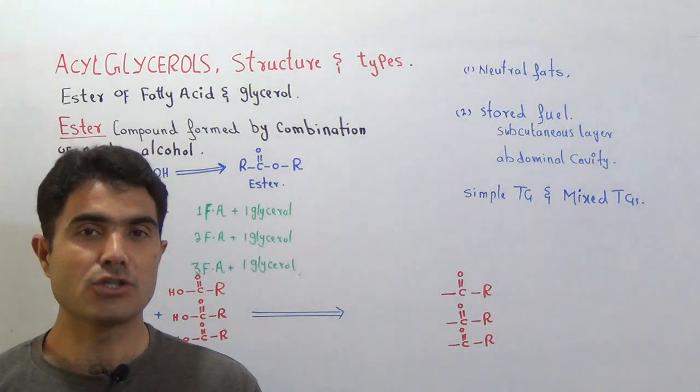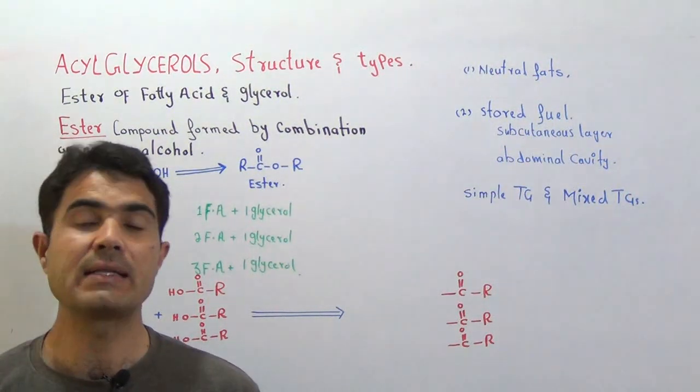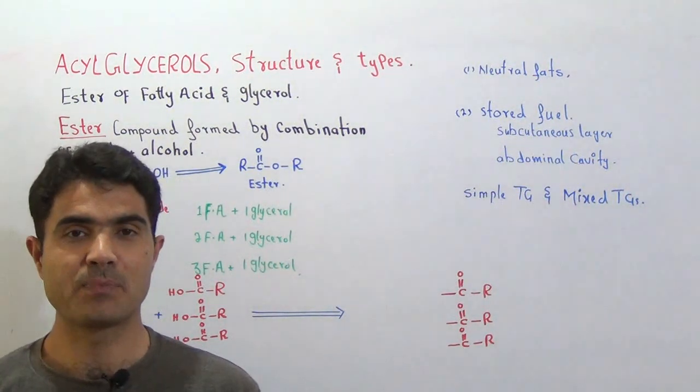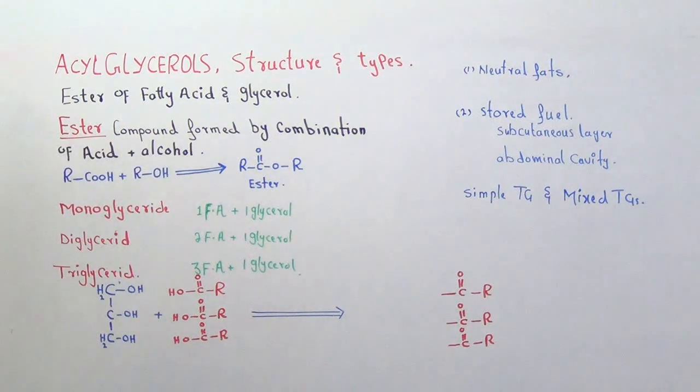Today's topic is from biochemistry: triglycerides, or triacylglycerol, or acylglycerol. We will discuss the structure of acylglycerol and the types of acylglycerol. So let's start with the first.